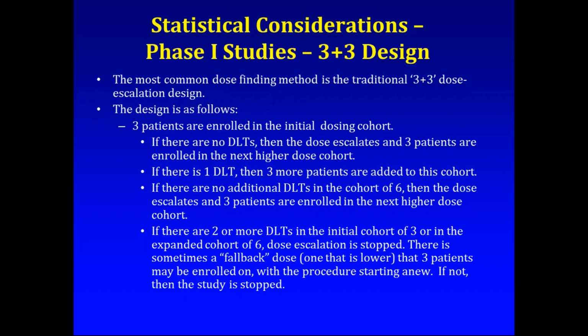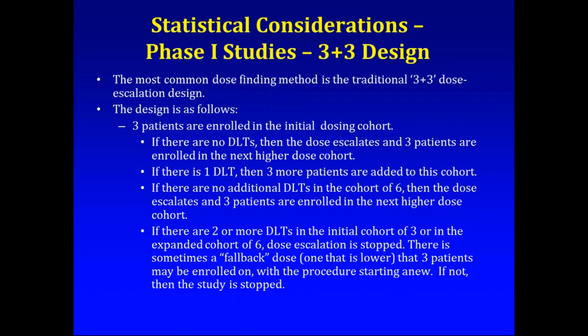Then if there's no additional DLTs in the cohort of 6, we escalate the dose. So what I mean by that is no additional DLTs in the first 3 that we saw and none in the second 3 that we added. And then in that case, we can dose escalate. But if we see 2 or more DLTs, either in the first cohort of 3 or in the expanded cohort of 6, then we have to stop dose escalation there.